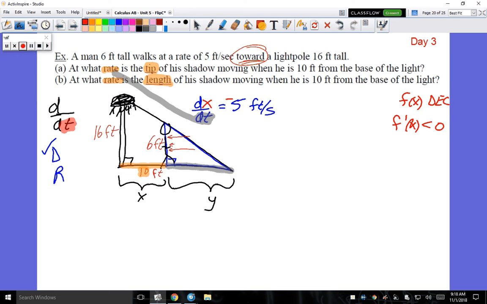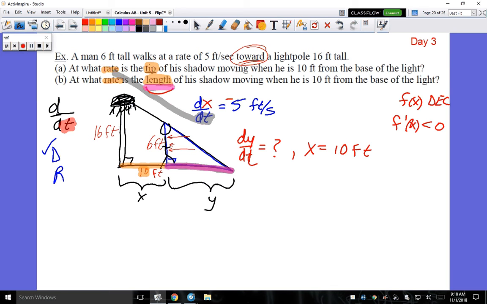Okay? dx/dt. Alright, so what is the rate that we're looking for? d what? So dy/dt is going to represent this length of his shadow. Okay, so the length of his shadow is dy/dt. So we're looking for dy/dt. So dy/dt is equal to question mark when x is 10 feet.